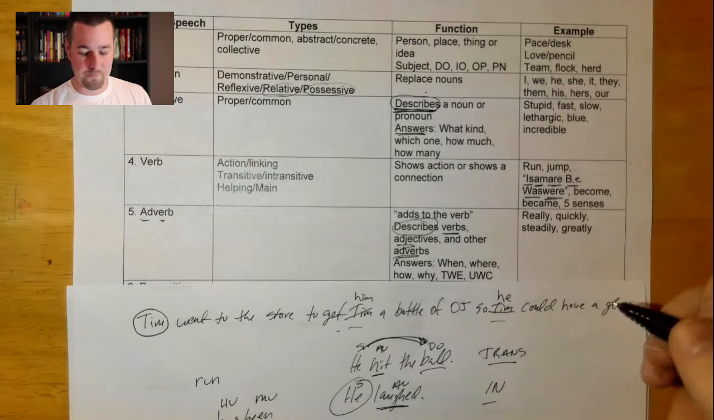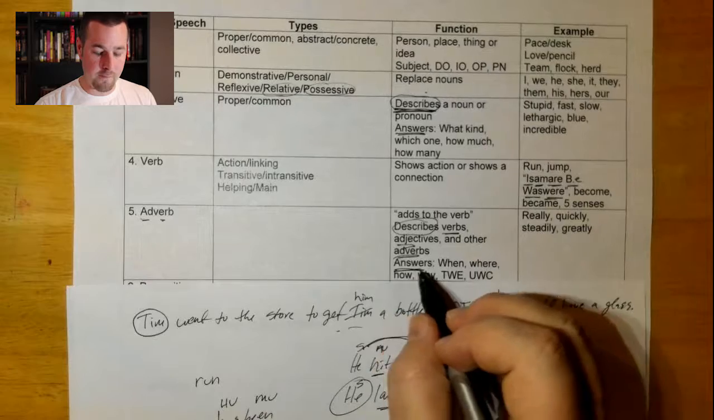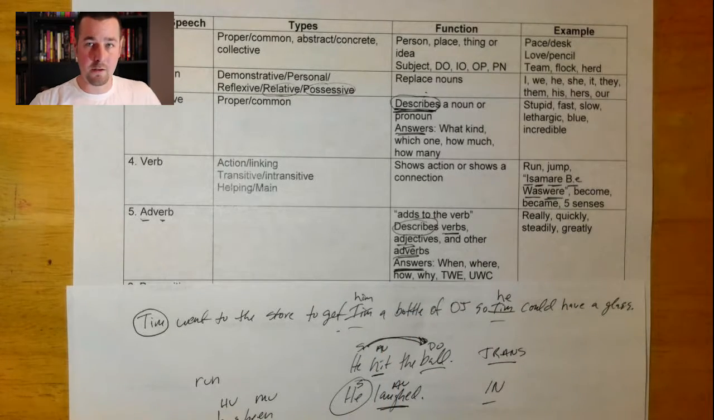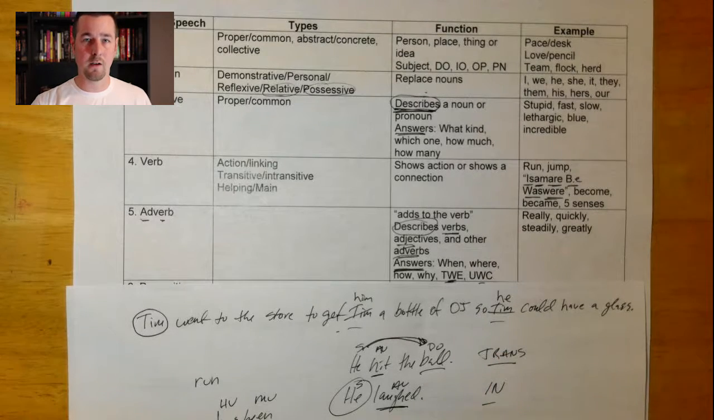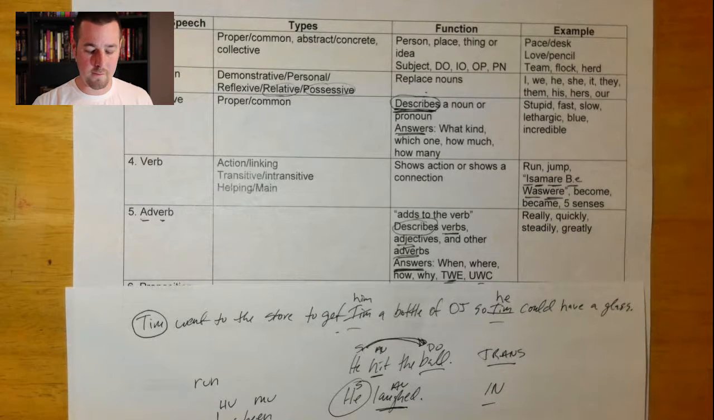So that's important. And then the other very, very important part is what questions they answer. They answer when, where, how, why, to what extent, and under what condition. So that's what these acronyms down here stand for. That'll be important when we come to phrases and clauses also. So you want to make sure you memorize those 6 questions: when, where, how, why, to what extent, under what condition.